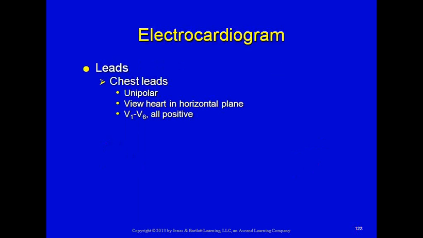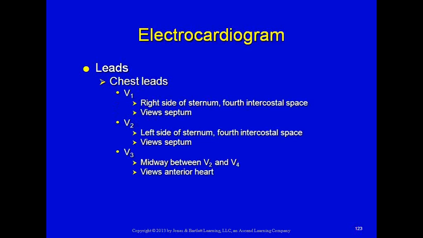The chest leads are also unipolar, with the heart being the negative pole in this particular setup, and V1 through V6 all being positive. V1 is to the right of the sternum in the fourth intercostal space, and it looks at the septum. V2 is to the left of the sternum in the fourth intercostal space, and it looks at the septum as well. V3 is midway between V2 and V4, and it looks at the anterior portion of the left ventricle.